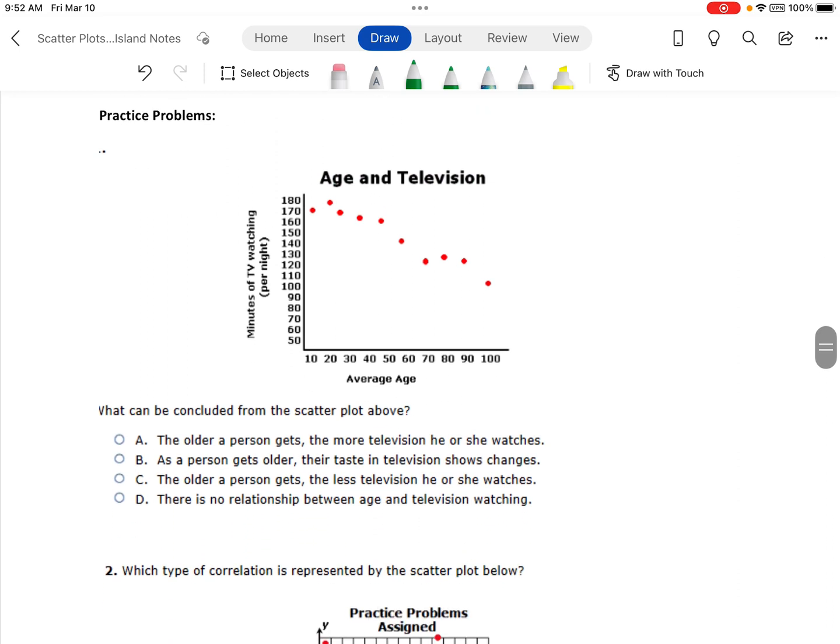Okay, so using the information above, go ahead and pause the video and answer the practice problems. When you have all the practice problems answered, you may check your answers on the next video.